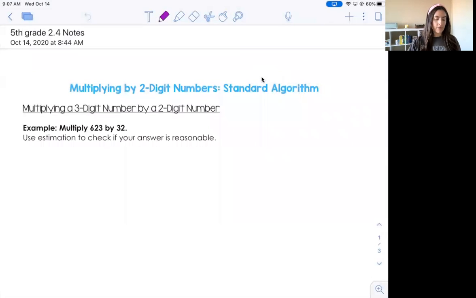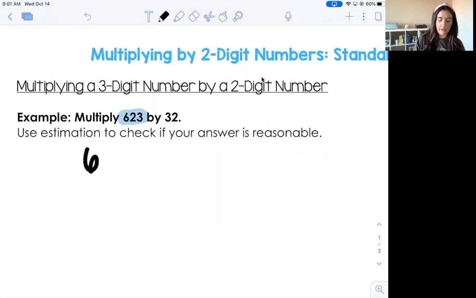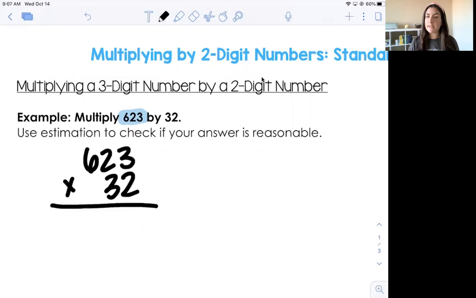Okay, so here we have our notes. We're first going to review how to multiply a three-digit number by a two-digit number. So the problem that we have here is 623 multiplied by 32. Whenever you're multiplying using the standard algorithm, as most of you already know, the number with more digits goes on top when I'm setting up my algorithm. So 623 times 32. That's your first step, is setting that up.